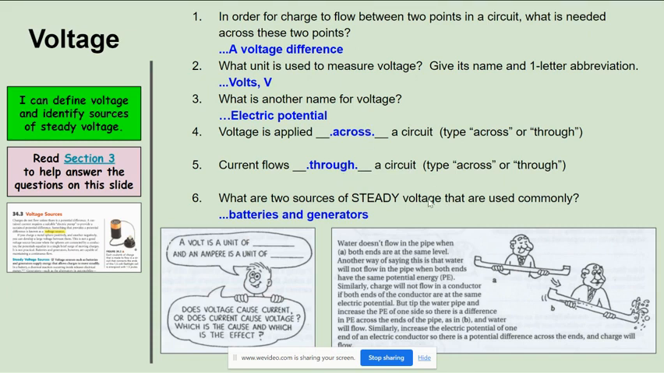And the reading talks about batteries and generators, okay? By the way, that's a good little cartoon at the bottom here that explains, as this guy tilts the pipe, he creates a difference in potential energy, and the water is going to flow from the high end to the low end.